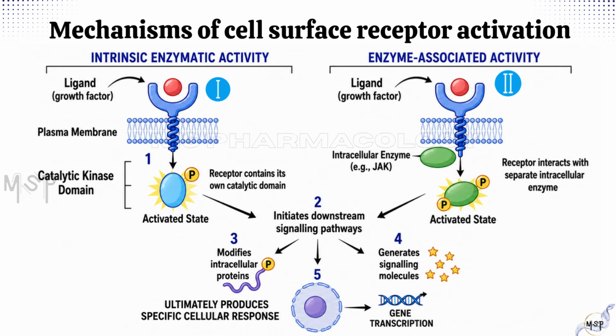Instead, the intracellular domain is associated with a separate cytoplasmic enzyme. A major example is the cytokine receptor family. Cytokine receptors do not have intrinsic kinase activity. Instead, they are associated with enzymes called Janus kinases. When the appropriate cytokine binds to the receptor, the associated JAK enzymes become activated and initiate intracellular signaling. Therefore, enzyme-linked receptors can be broadly understood as receptors that either possess intrinsic enzymatic activity or activate enzyme-associated signaling proteins.